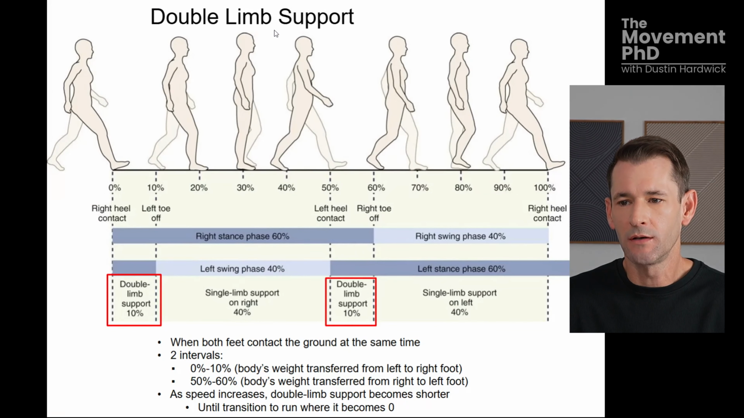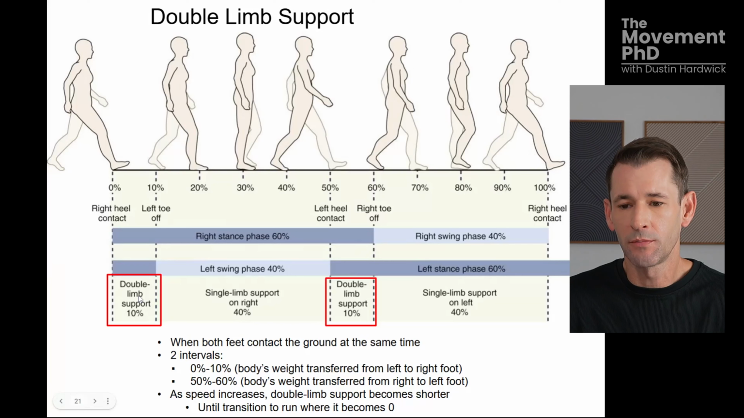Finally, let's talk about double limb support. This exists only in walking. This does not exist in running. This is the time, and there are two of them, two time periods, where both limbs are on the ground, when both the right foot is on the ground and when the left foot is on the ground. It represents the 0 to 10% of the gait cycle, so the first 10% of the gait cycle, and then the last half, 50 to 60% of the gait cycle. So between that 50% and 60% of the gait cycle, both limbs are also on the ground.